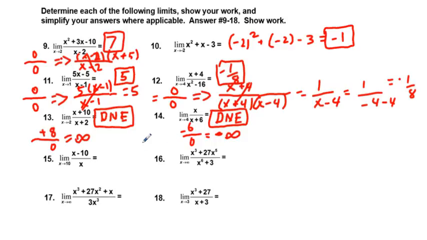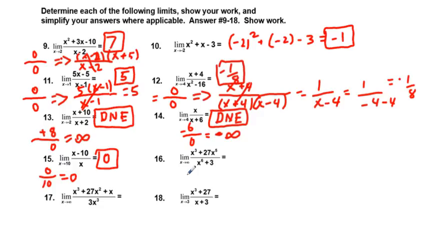Problem 15. Limit as x approaches 10 of x minus 10 over x. So what that's going to be is we have in the numerator 10 minus 10, which is 0, over our denominator, which is 10, and 0 over 10 is equal to 0, so our limit is equal to 0. That's problem number 15.